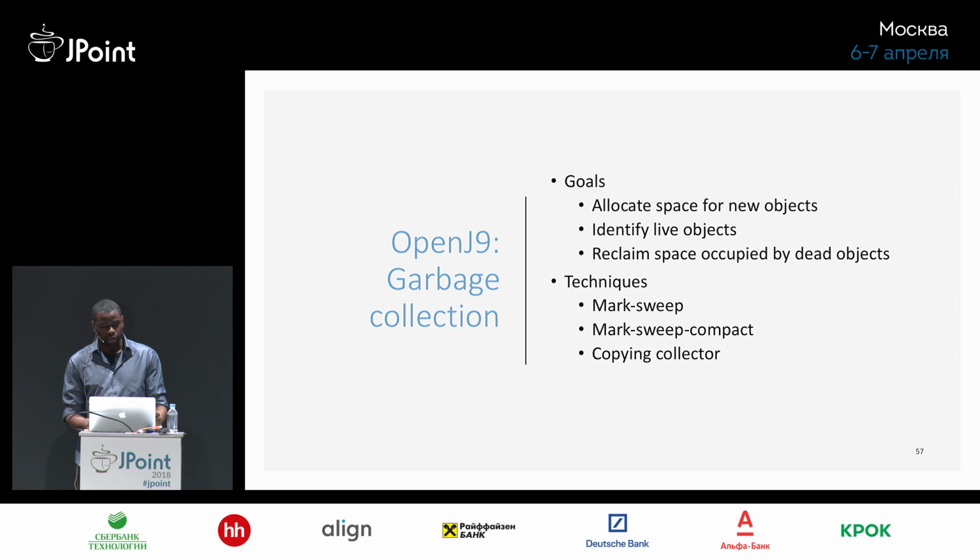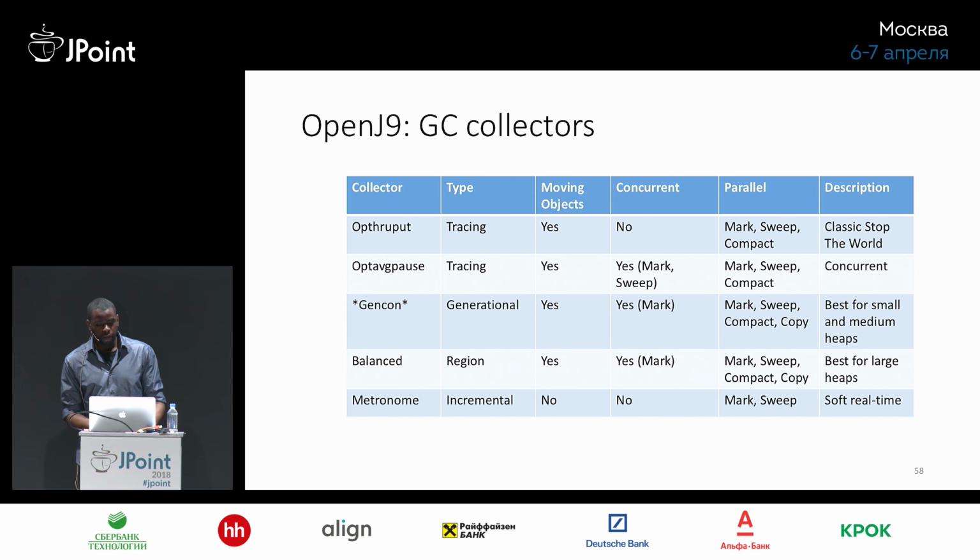And then the third approach is a copying collection. This is with GC policies that have different regions. So you basically copy all live objects from one region to another, and you mark the old region as free. So here's a table that shows all the collectors that are offered with OpenJ9.